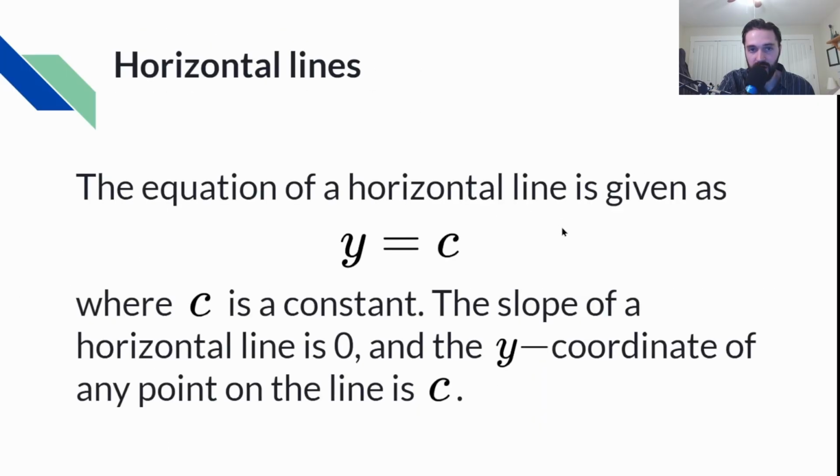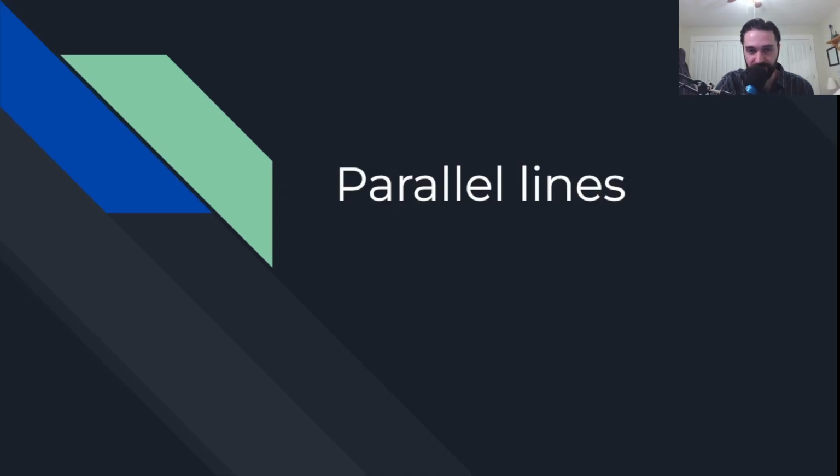The equation of a horizontal line is given as y equals c, where c is a constant. The slope of a horizontal line is 0, and the y coordinate of any point on the line is c. So y equals some constant. Every time we see y equals some constant, we need to stop and ask ourselves, what's the context? Is this the equation of a line, or is this just some value for some variable in an equation we're trying to solve? We need to differentiate between the two. Once again, the problem statement should make it clear which context you're looking at. Next, let's talk about parallel lines.